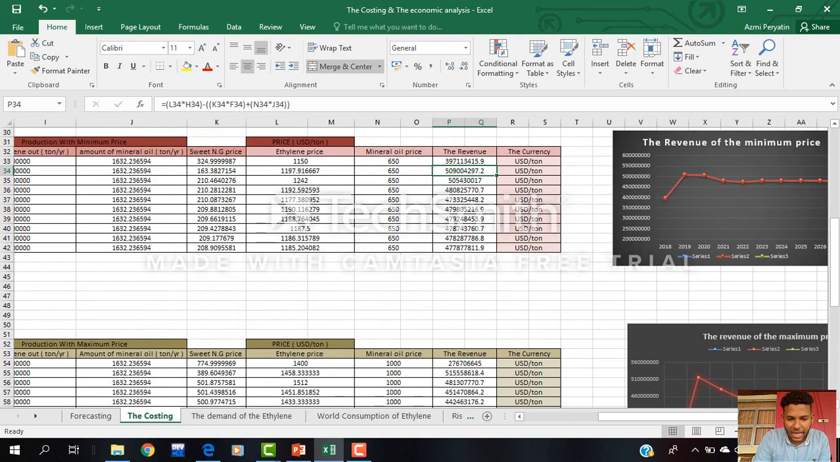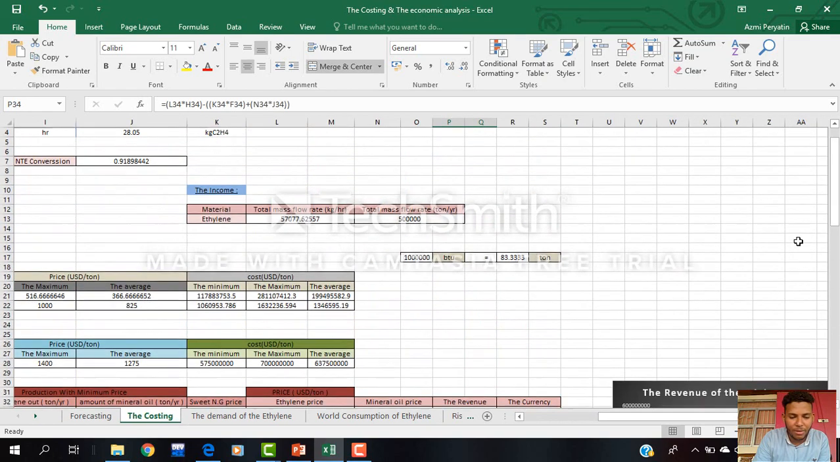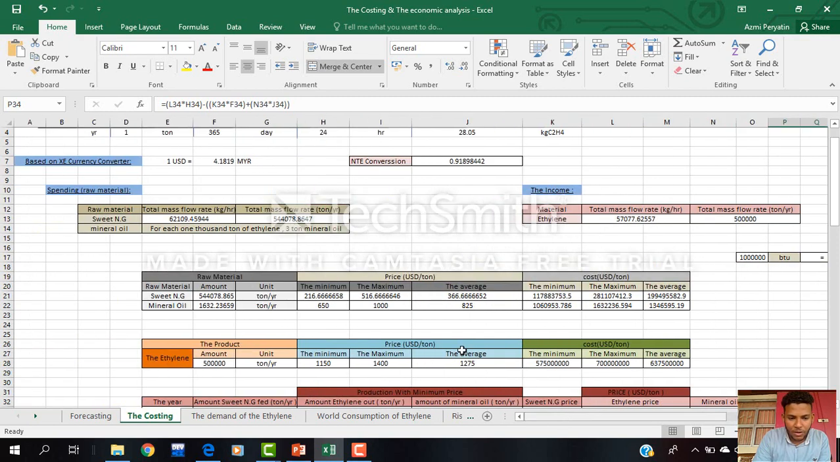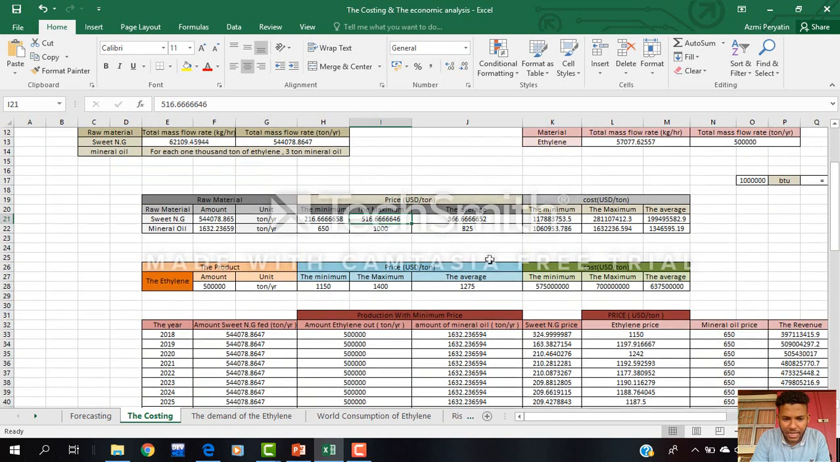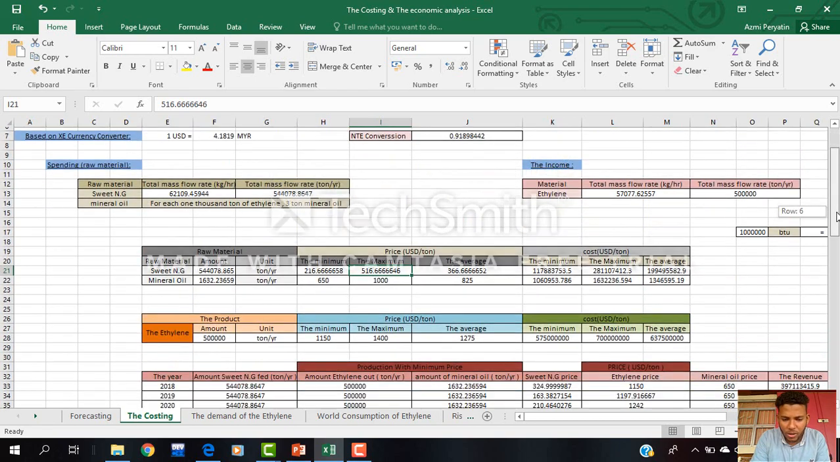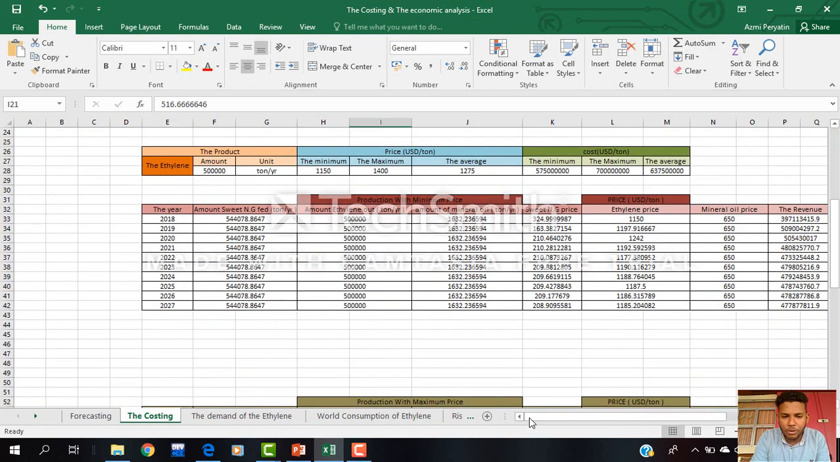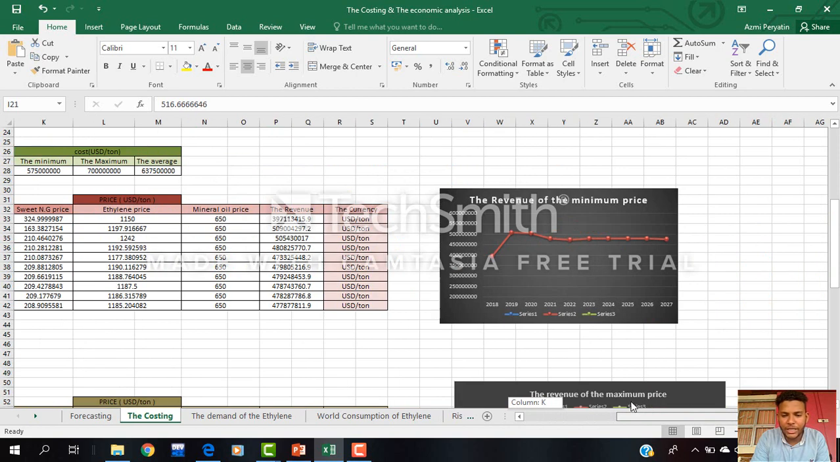About the costing, I just got the minimum and maximum price for each raw material. We have only two raw materials: sweet natural gas that's going into the reactor, and also minor oil that's going in and going out for the quench. For our product ethylene, I also got the maximum and minimum price. Then I calculated the cost, which is the average price multiplied by the amount in tons per year.